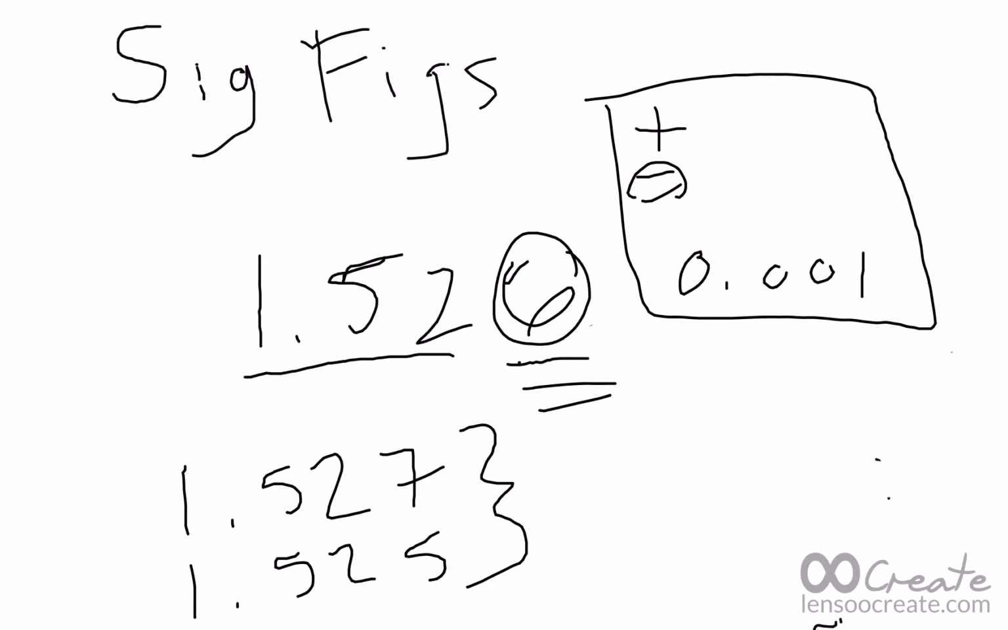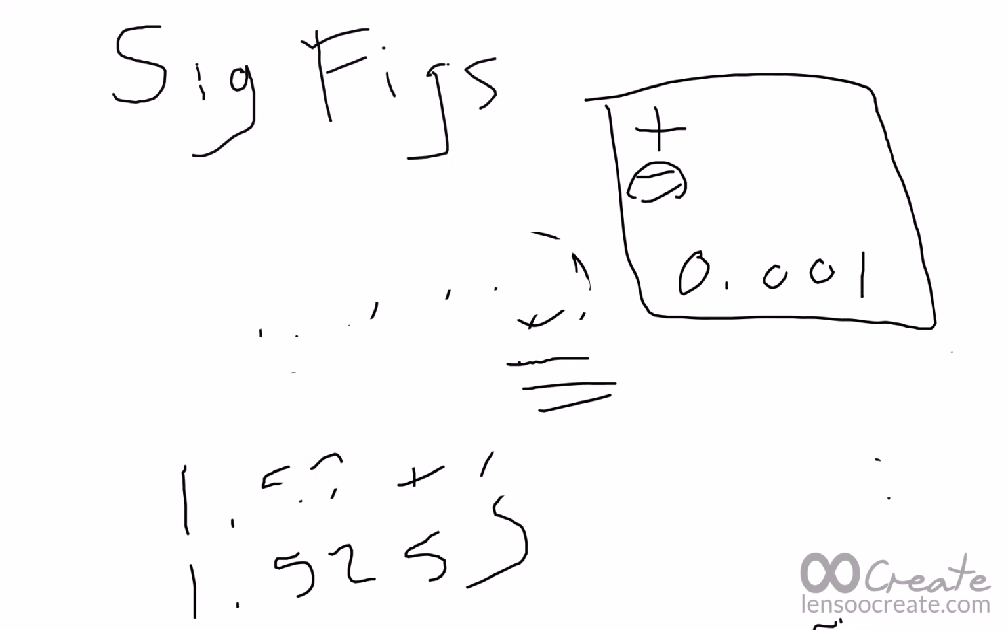The more significant figures I have... so let's say I turn around and use a balance that has a better set of significant figures.